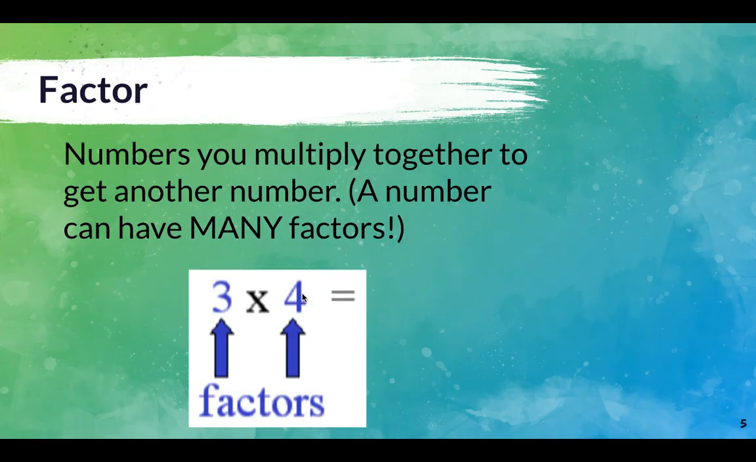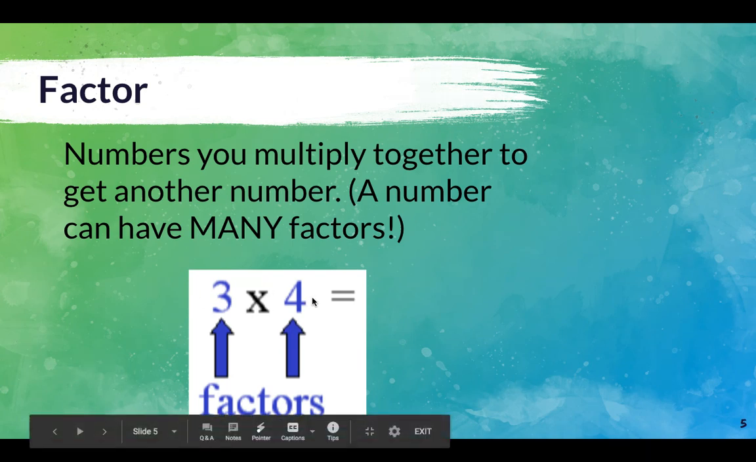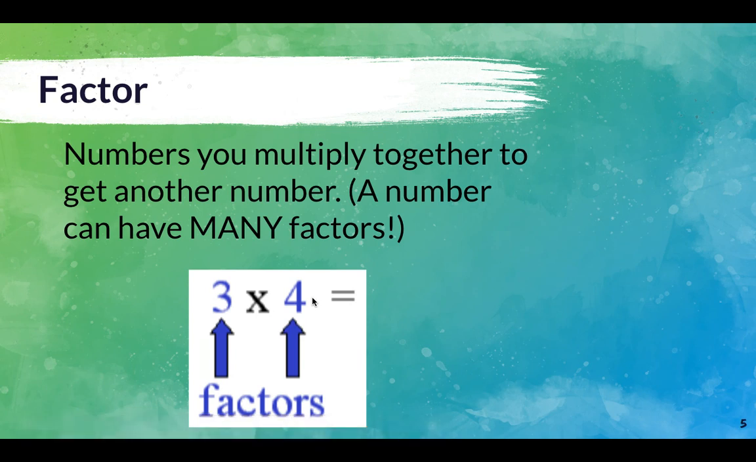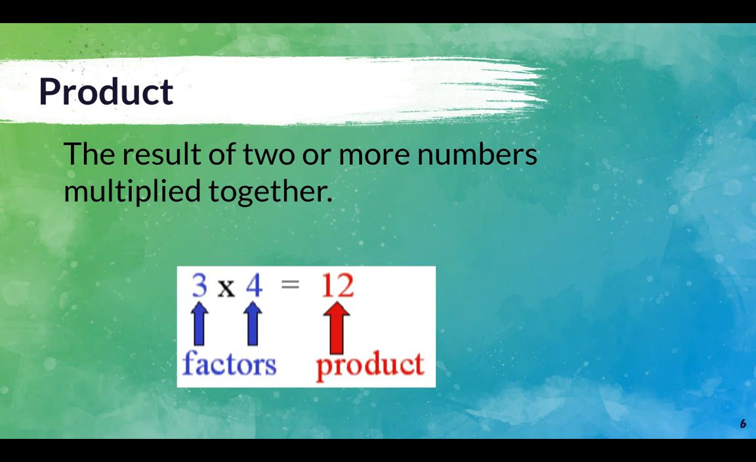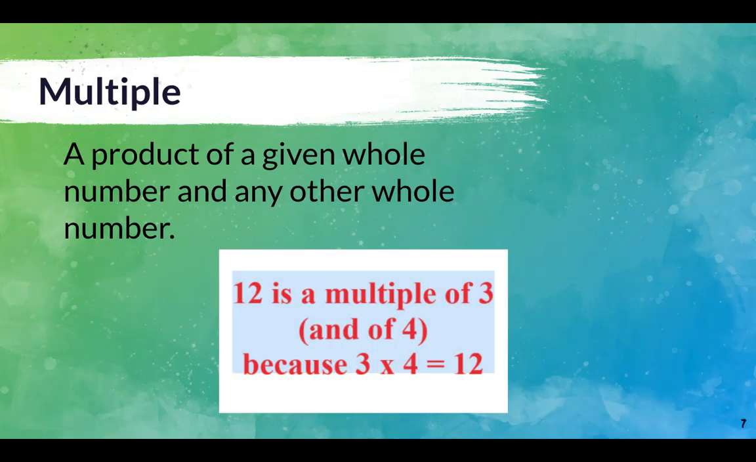The next word we get to is factor. Numbers you multiply together to get another number. A number can have many factors. So in this equation, 3 and 4 are my factors. When we multiply, our answer is called a product. Product is the result of 2 or more numbers multiplied together. Multiple is a product of a given whole number and any other whole number.